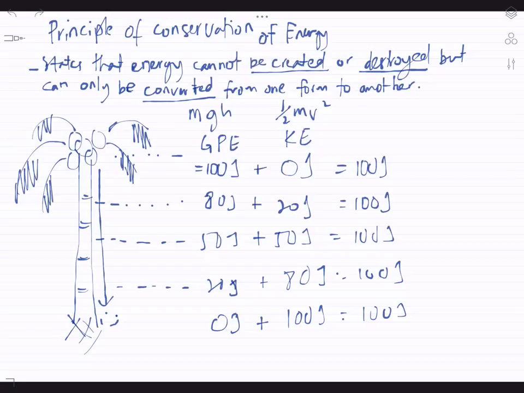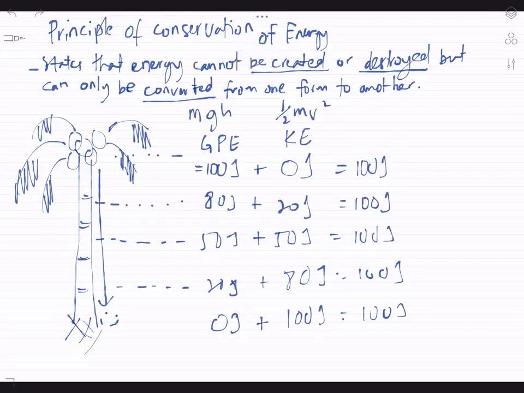Now let us look at one example here. Let's say before the coconut falls, the gravitational potential energy is 100 joule. But there is no kinetic energy because it's not moving. When you sum up the number, then you get 100 joule.